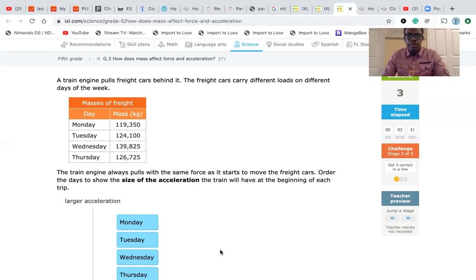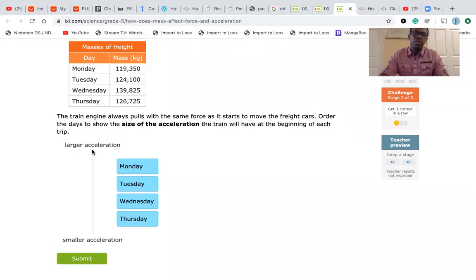So, again, remember that pebble and a table. If it's a smaller object, if I push a pebble with the same force as I push a table, that pebble is going to go further because it has less mass than the table. So now we want to know the acceleration, or which one is going to go further. So now we flip it. So now we know that Monday is going to have the largest acceleration. The second one is going to be Tuesday. After that, it's going to be Thursday. And then last, what's going to have the smallest acceleration is going to be Wednesday.